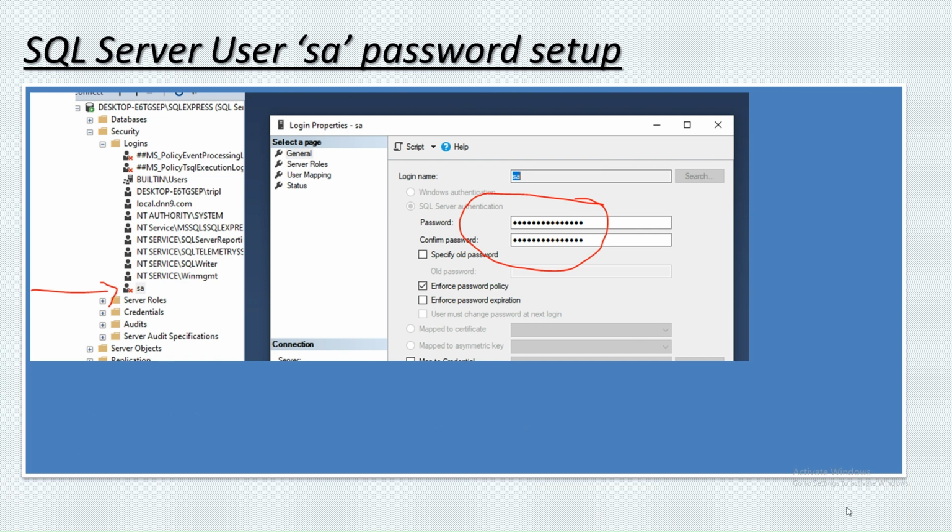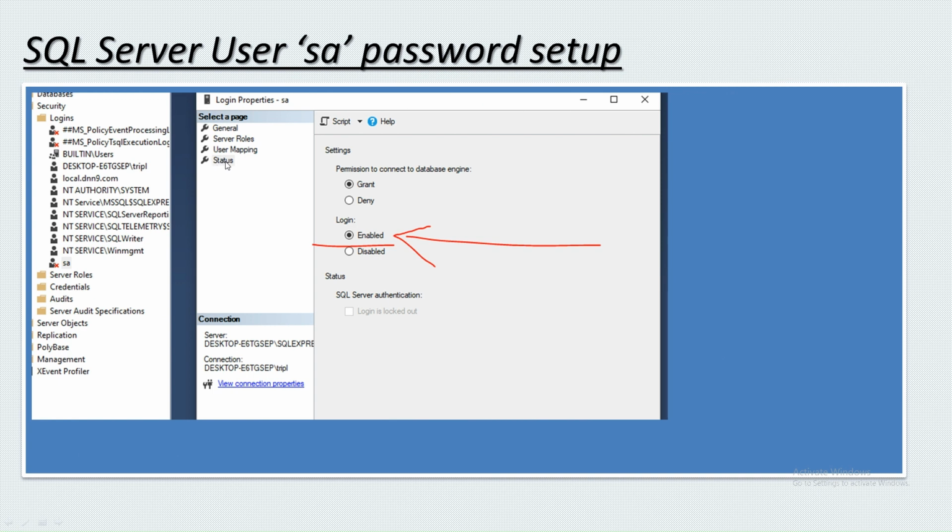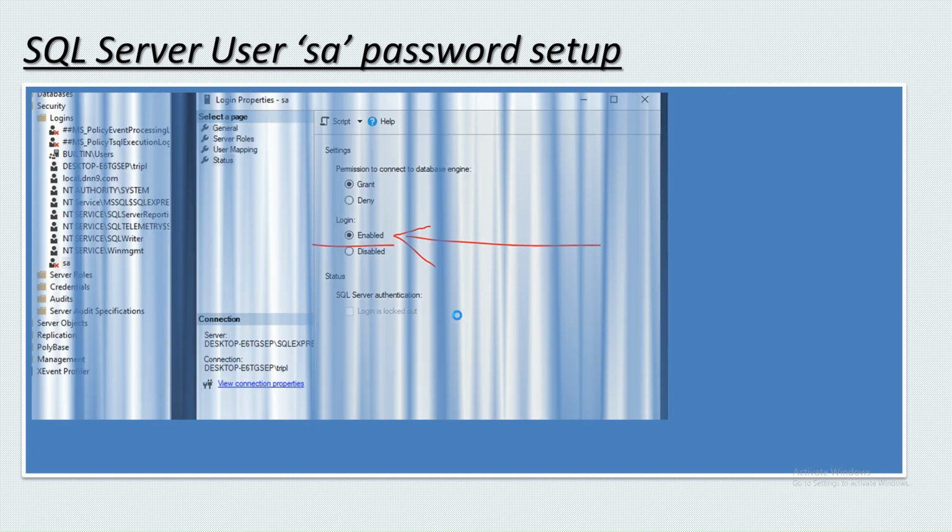Next, move on to the logins inside security. When you see the security, there would be SA. Previously, it might be Windows authentication selected here, but you have to select SQL Server authentication. Also, this one is in the general tab. After doing this, move on to the status. On the status you would see that the login for SA would be disabled. Make it enabled.